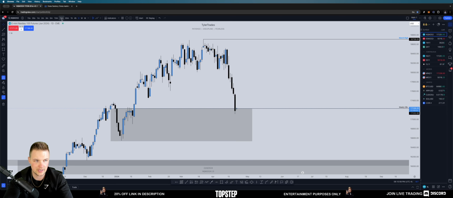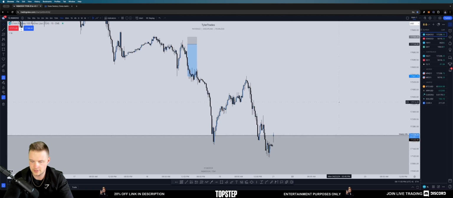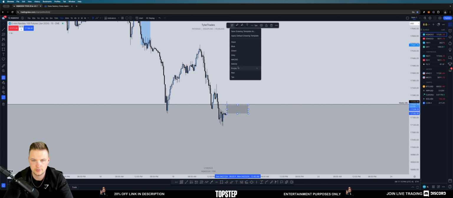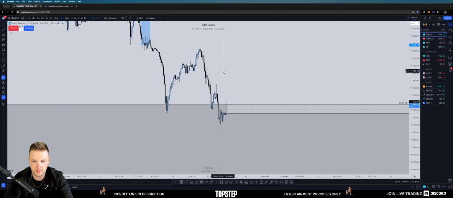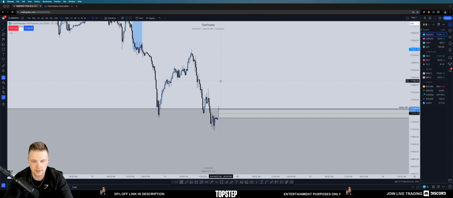We do have a new week opening gap that did form here, obviously, now that the market is open. So we can just go ahead, mark that out for good measure for right now. New week opening gap right here. Grab our little template, new week opening gap, bang, right there inside of this weekly order block.